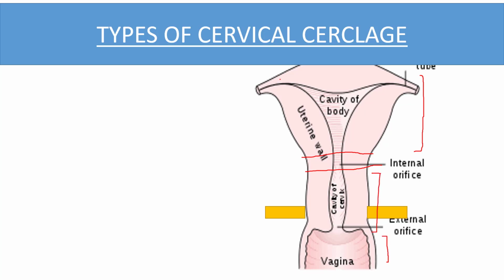Now, as the name indicates, it is cervical cerclage, meaning you have to suture the cervix. So you will suture the cervix at different portions, and according to that we will give it a name. So first we will draw a cervix. The upper portion of the cervix is joined with the isthmus, and the lower portion of the cervix is joined with the vagina.